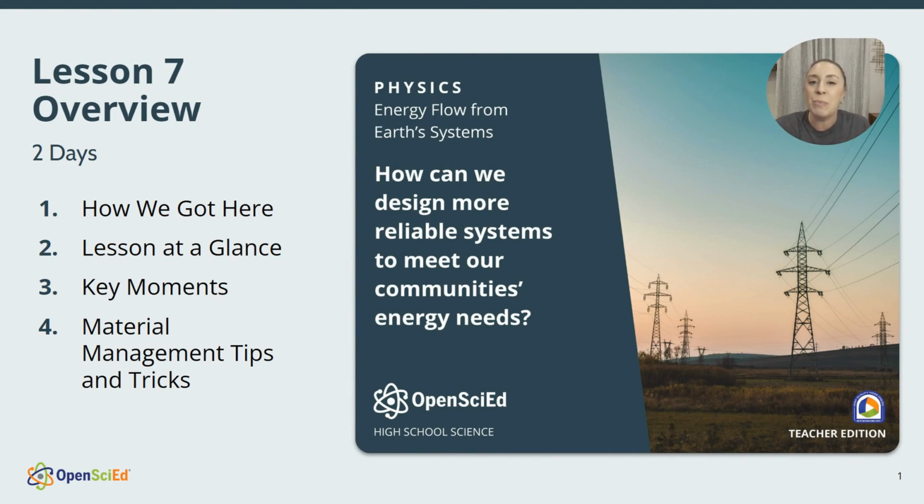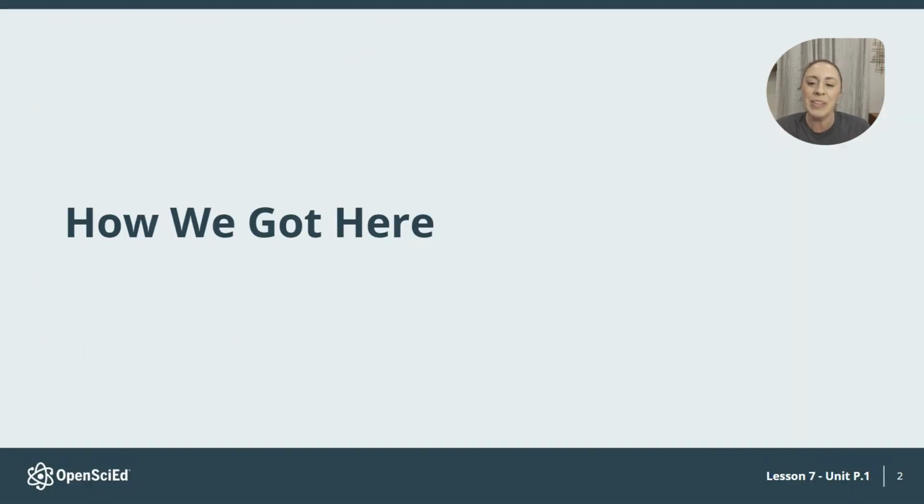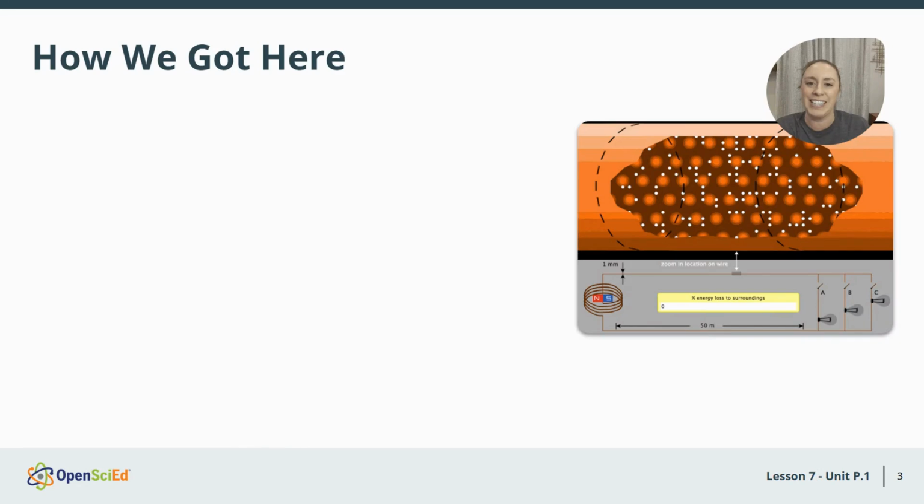And in this video, we're going to talk about lesson 7 of the P.1 electricity unit. I love this lesson because it gives students a chance to start to think about how we actually use the knowledge that we've been gaining to try to explain this phenomenon that we've been seeking to explain. So let's take a look at how we get here in lesson 7.